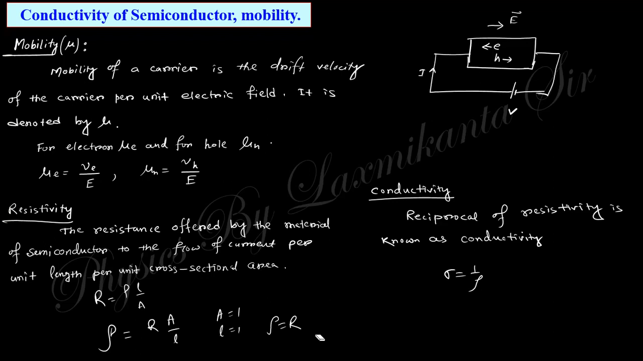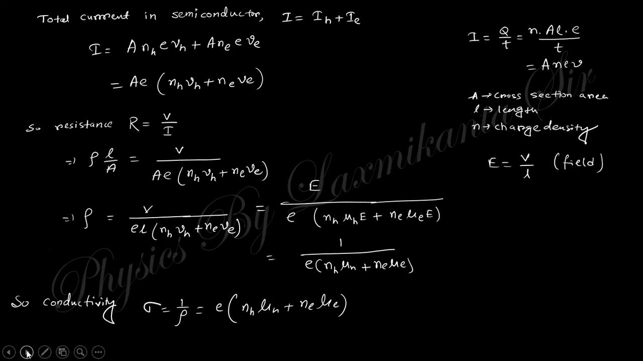length. So this is the resistivity, and the inverse of the resistivity is known as conductivity. Resistivity means opposition to current, and conductivity is the flow of the current. The reciprocal of the resistivity is conductivity. Within a semiconductor, total current is due to holes and electrons, because there are two types of carrier in the semiconductor, one is hole, another is electron. So total current will be the contribution of the electron and hole.